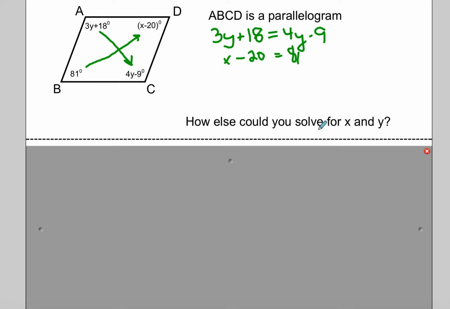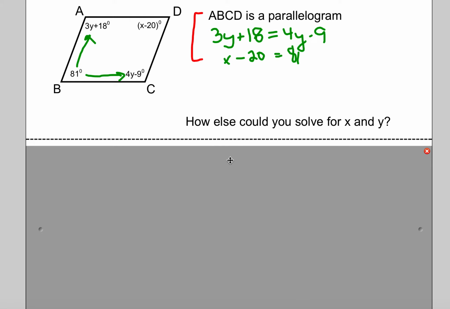How else could I solve for x and y? Well, remember, the consecutive angles are supplementary. So I could set up an expression right here with these two angles. I could add those angles together, set them equal to 180, and solve for y. And similarly, I could add those two angles together, set them equal to 180, and solve as well. I'm not going to force you to do whichever one you want. So pick which way you'd like to solve and go ahead in your notes and solve for these angles, or solve for x and y.